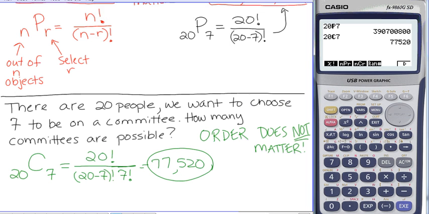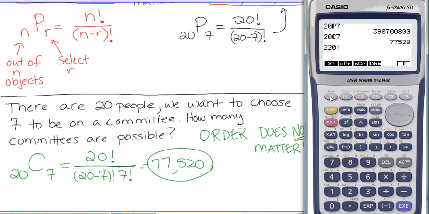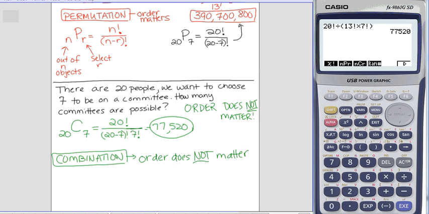You can see if I had typed it into the calculator this way instead, 20 factorial divided by, I'm just going to type 13 factorial because it's easier than doing the subtraction, times 7 factorial, and that's the same answer I got before. So this is called a combination. Combination, just like I said, the order does not matter.